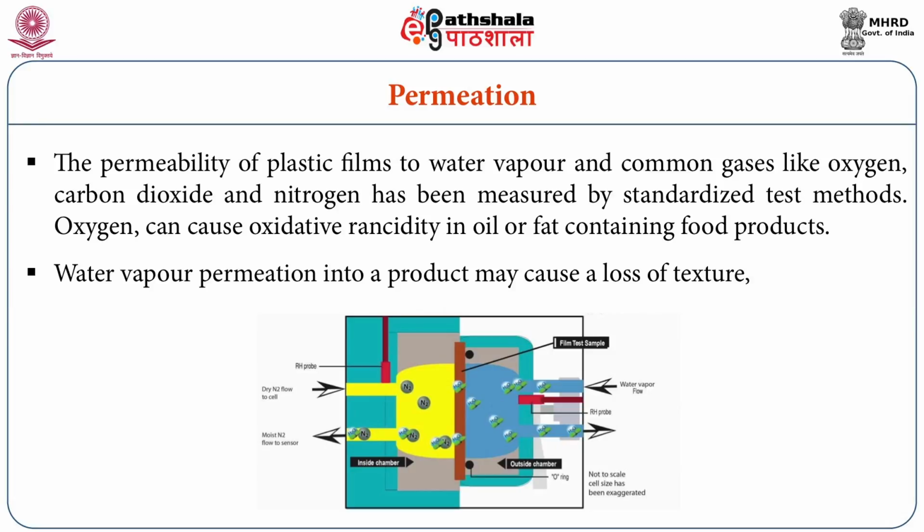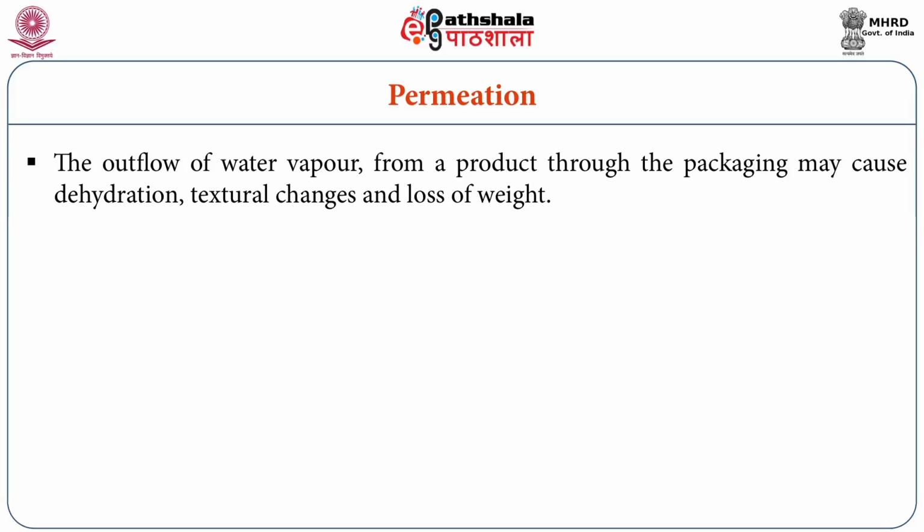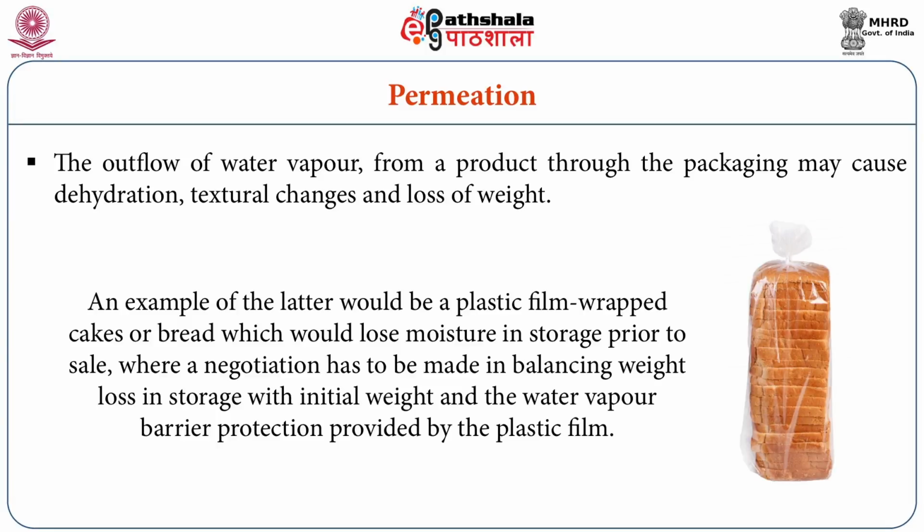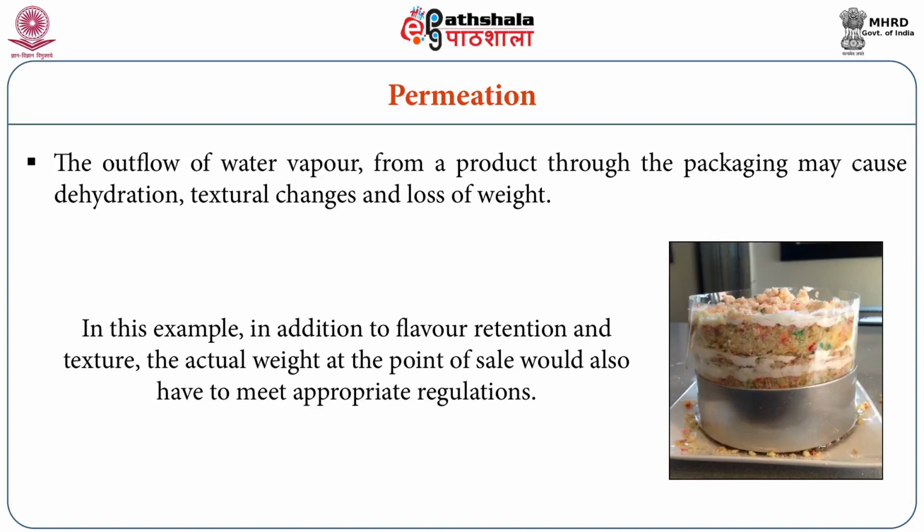Water vapor permeation into a product may cause a loss of texture, and outflow of water vapor from a product through the packaging may cause dehydration, textural changes and loss of weight. An example of the latter would be plastic film wrapped cakes or bread, which would lose moisture in storage prior to sale, where a negotiation has to be made in balancing weight loss in storage with initial weight and the water vapor barrier protection provided by the plastic film. In this example, in addition to flavor retention and texture, the actual weight at the point of sale would also have to meet appropriate regulations.